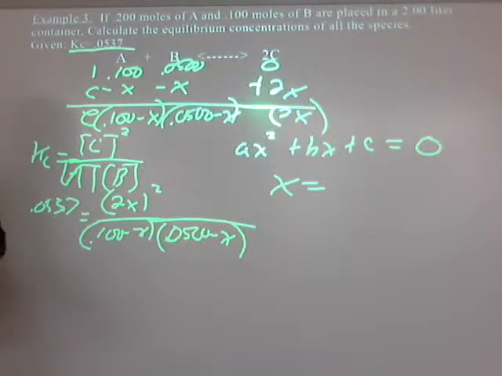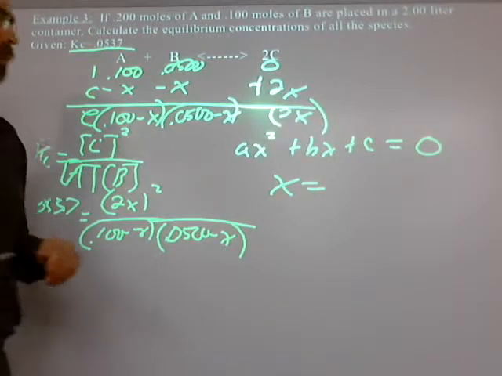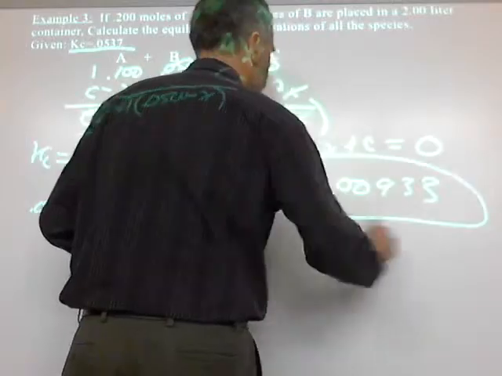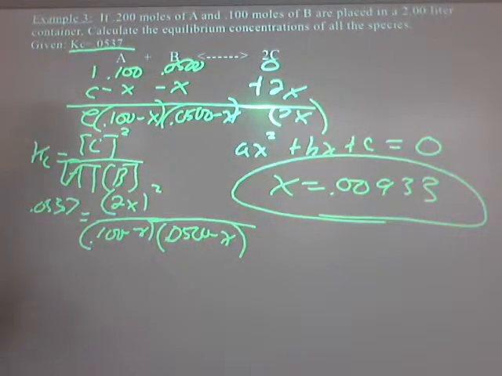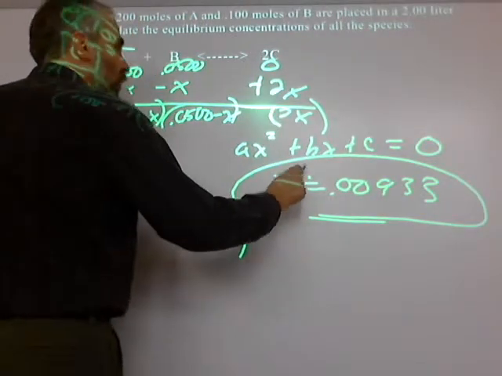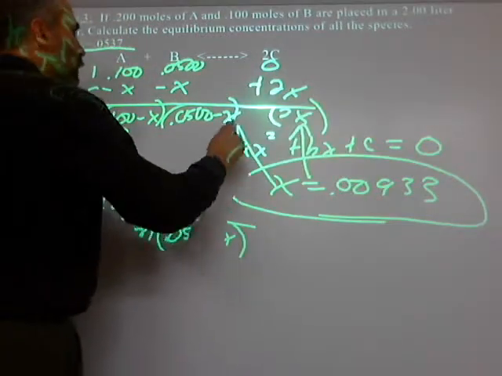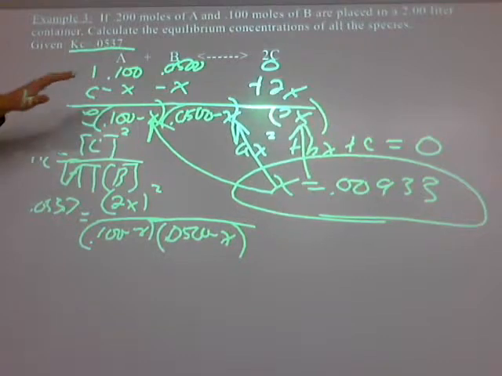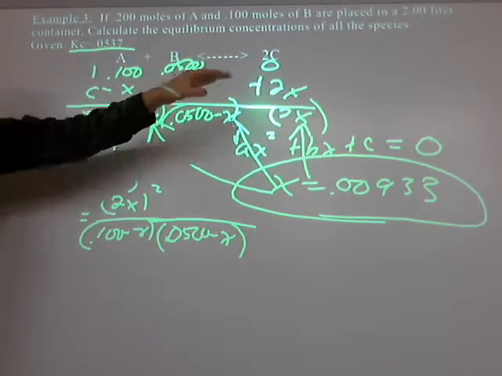Does anybody have x worked out? What is it? Anybody? If you don't, it's not a big deal. I had 0.00933. Okay, assuming that's right. Assuming that's what x is. Again, we're just doing the review today, a very quick review. You would then go back, plug it in here, here, and here, and that would be your final answer. Your final answer would be the equilibrium concentrations of each of those three species.